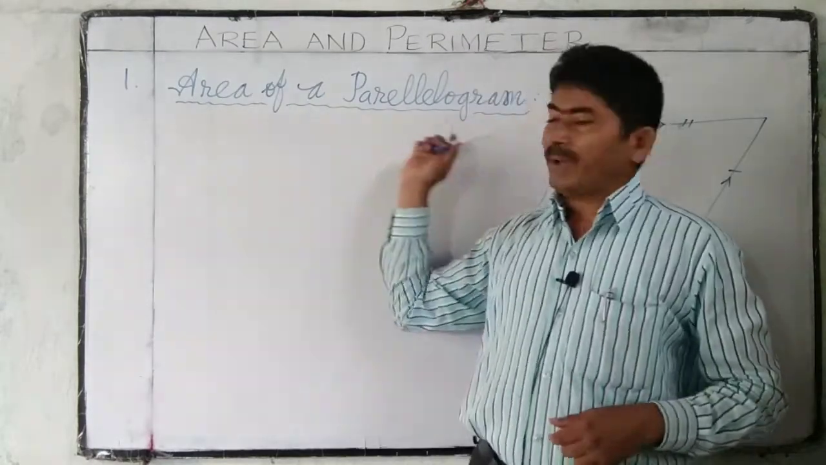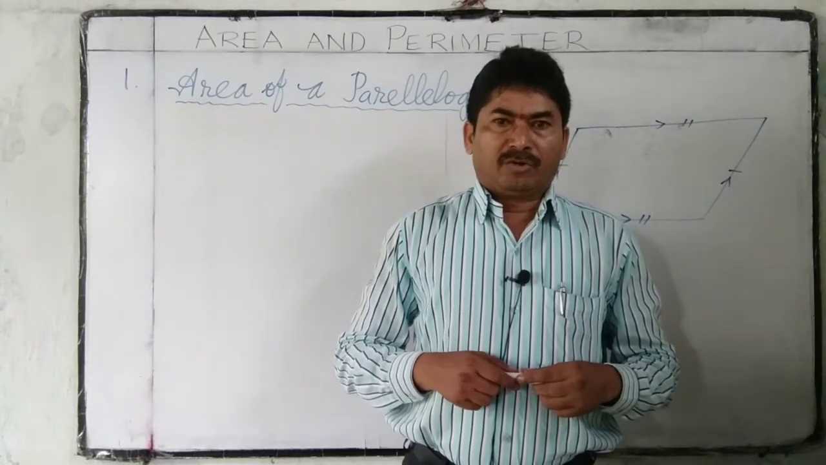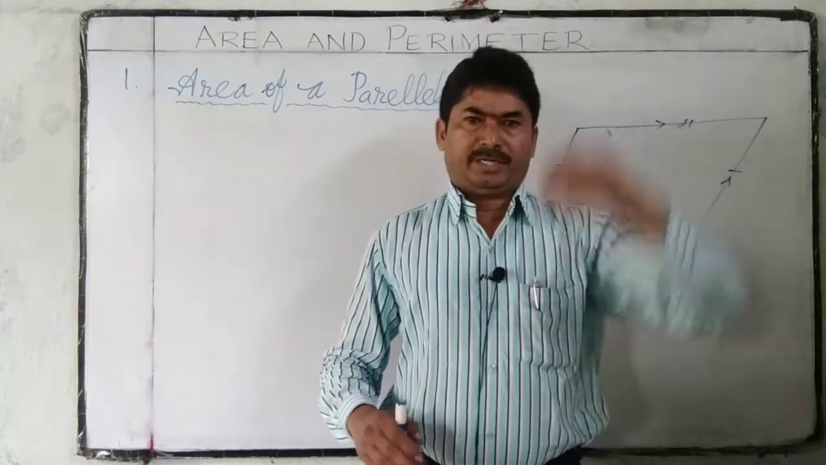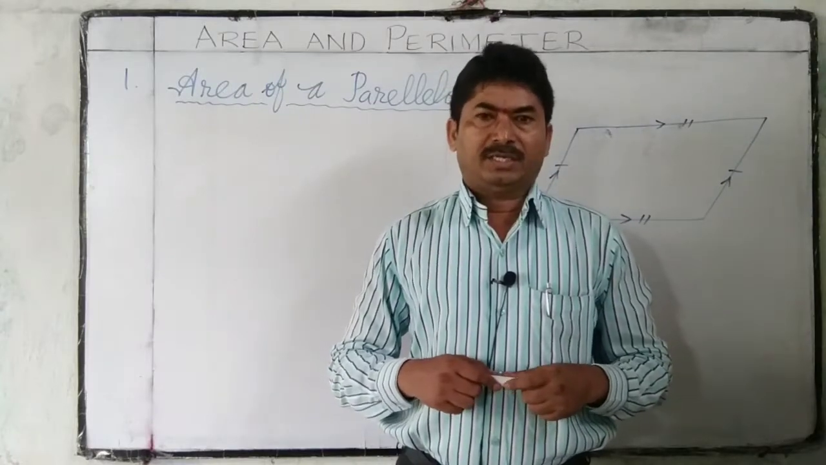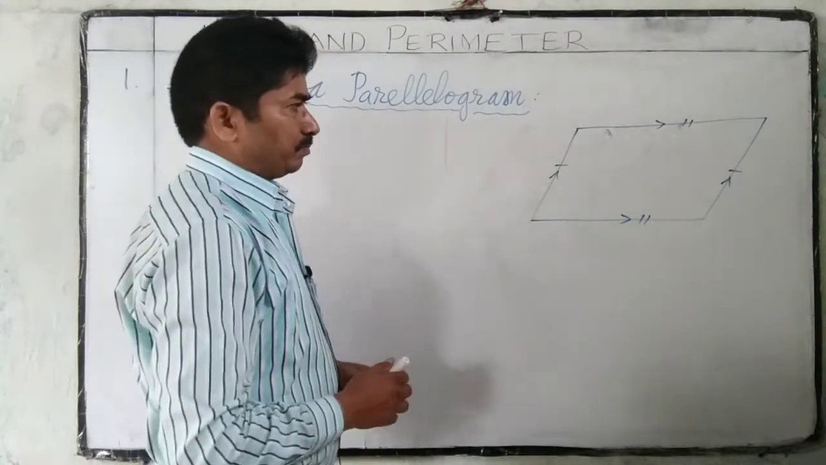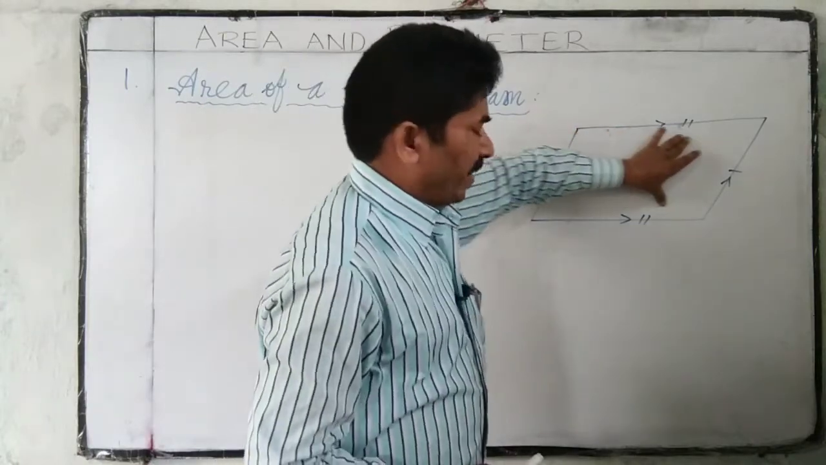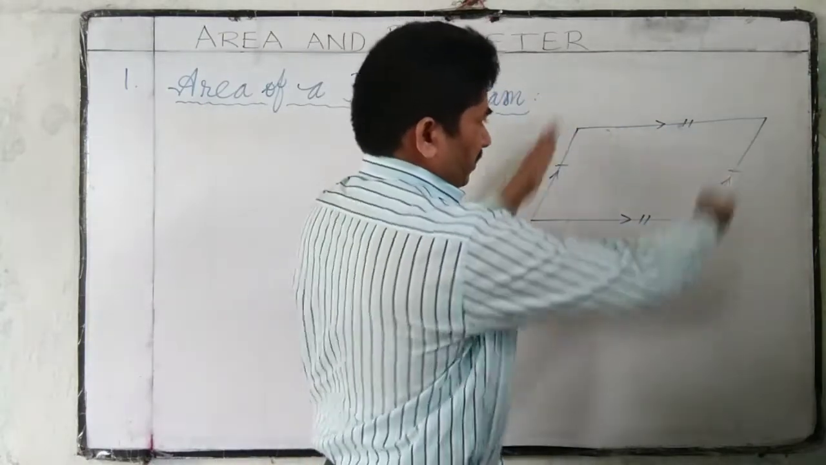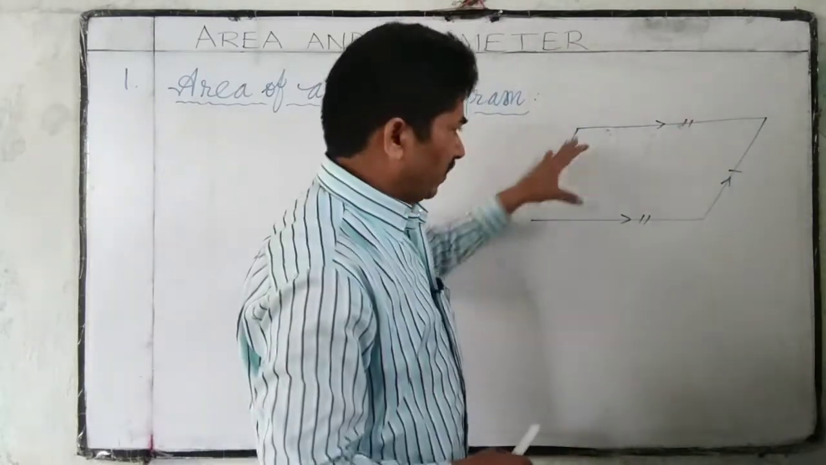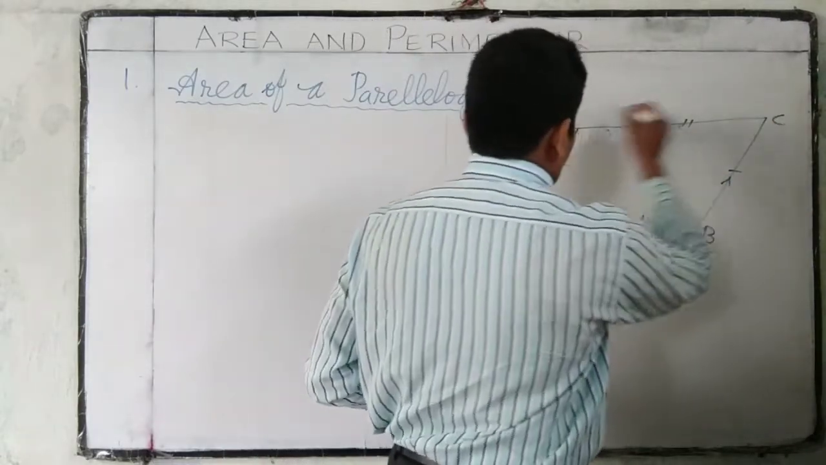First one, area of a parallelogram. The area of a parallelogram is equal to the product of its base and corresponding height. To understand this, let us observe a figure. This is a parallelogram. Opposite sides are parallel. Two pairs of opposite sides are parallel and also equal. So that's why this is a parallelogram ABCD.